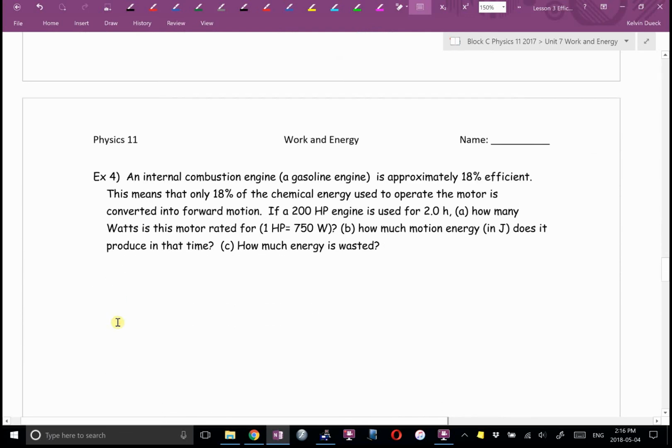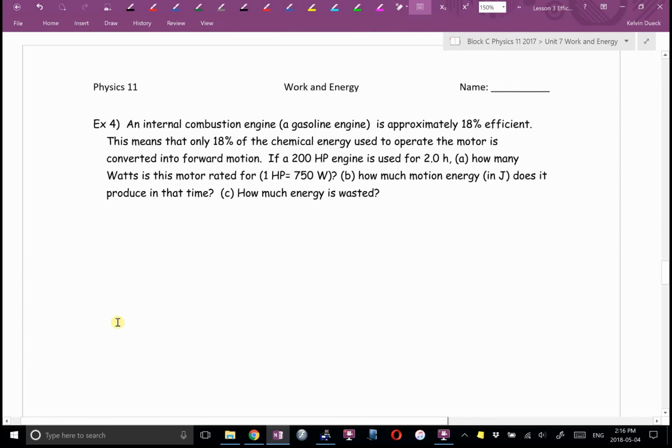Last one. Remember that motor that we found the efficiency of earlier, where it was like 65% or something like that? And I said to you, I'm pretty sure it's not an internal combustion engine. Gas engines are usually around 20%-ish, give or take, efficient. So this one's 18% efficient.